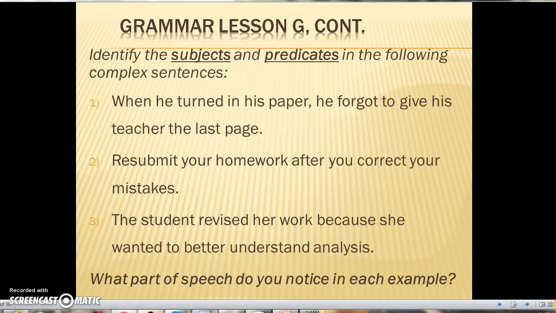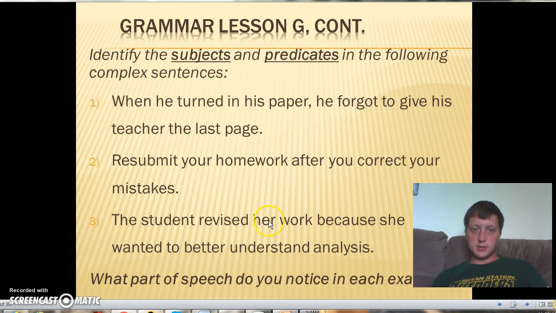Let's take a look at some of these examples. I'll go ahead and pause for a second so that you can look over these. You can pause your screen, look over these few sentences, and we will resume here in just a second. Welcome back.